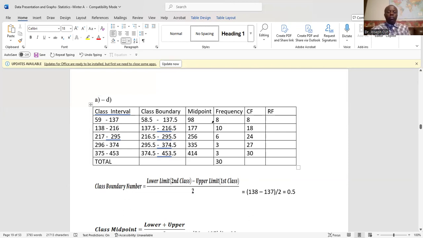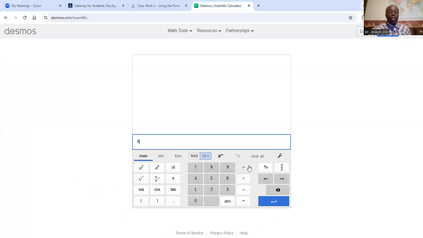For the relative frequency, you divide each frequency by the total. For example, the first frequency is 8. 8 divided by 30 will give you the first relative frequency. You can go to the calculator and do 8 divided by 30. That gives 0.267.